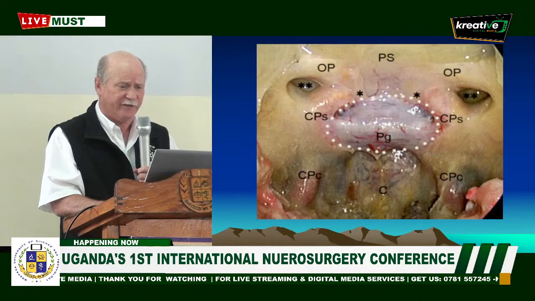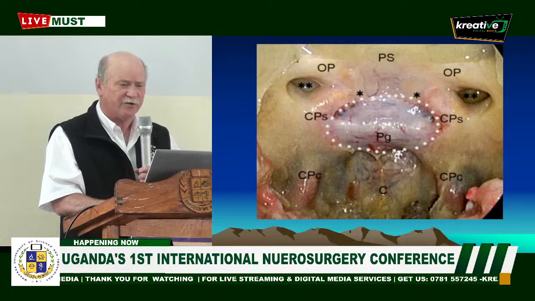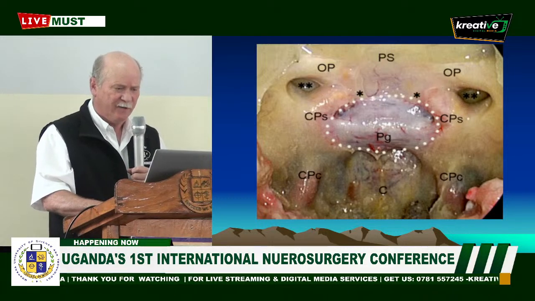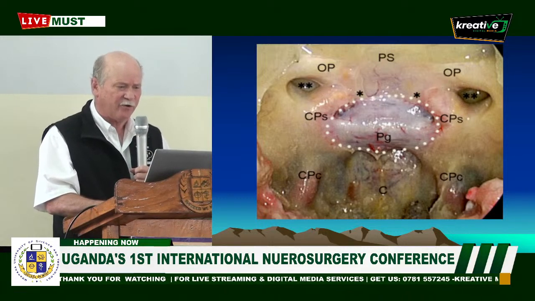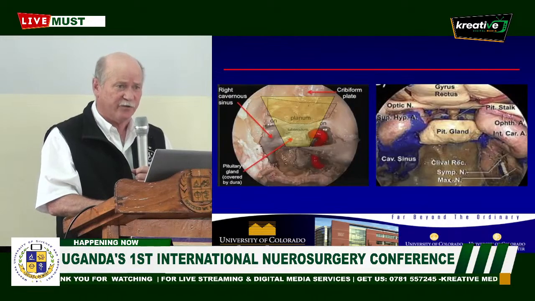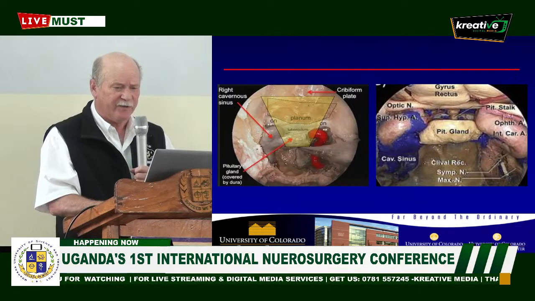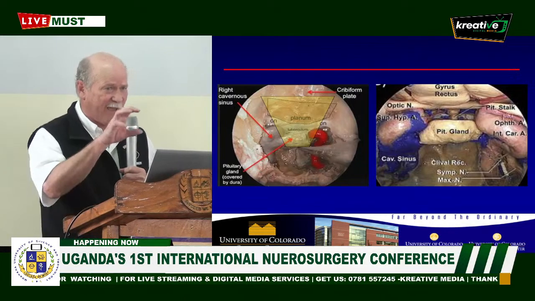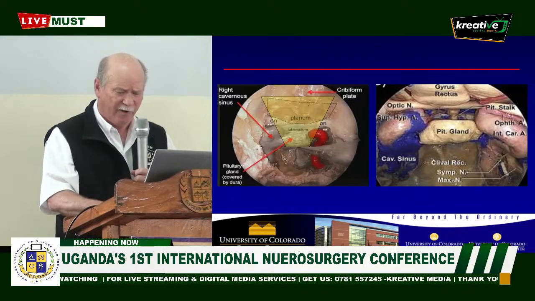If you're going to approach these lesions, you need to open the sella, but you also need to open the planum, and that's shown here. This yellow triangle is the exposure that you need coming from below, and that gives you this nice picture on the right with the pituitary stalk in the center. That's the epicenter of where you're going to find most craniopharyngiomas.